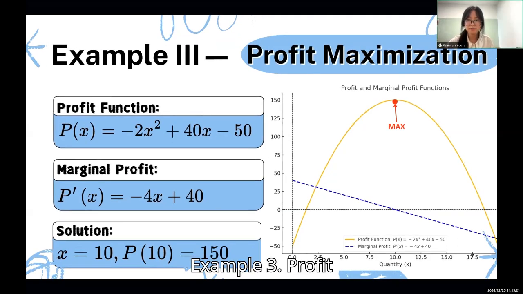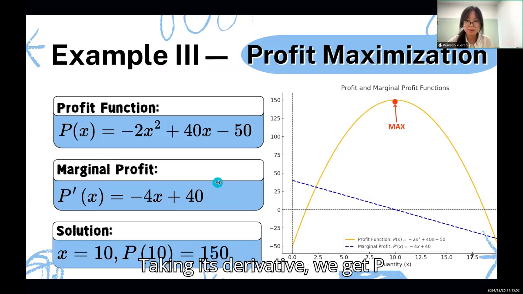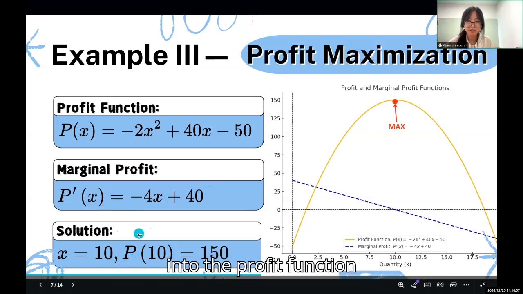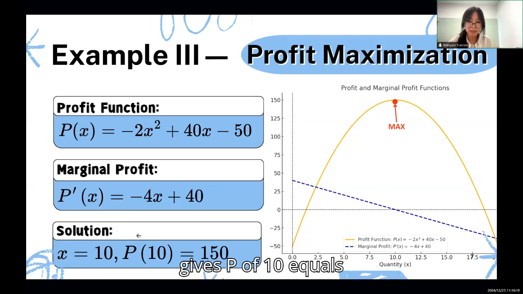Example 3, profit maximization. Let's now explore profit maximization. Suppose a profit function is P(x) equals negative 2x squared plus 40x minus 50. Taking its derivative, we get P'(x) equals negative 4x plus 40. Setting P'(x) equals 0 gives x equals 10. Substituting into the profit function gives P(10) equals 150.